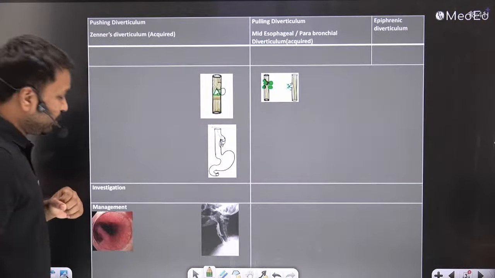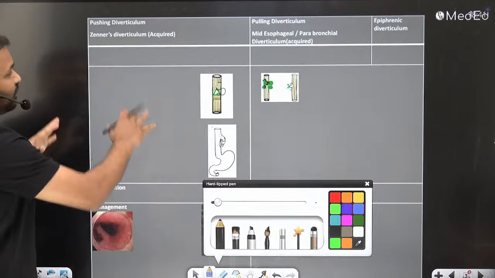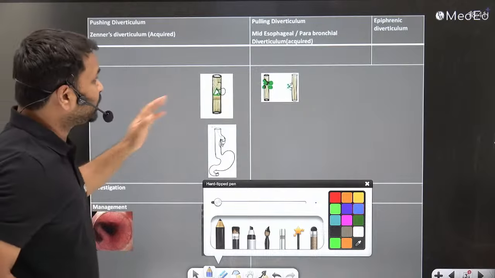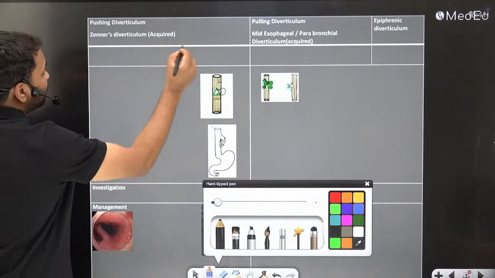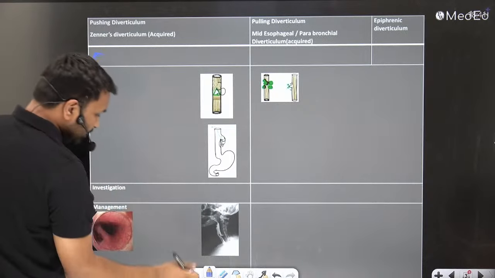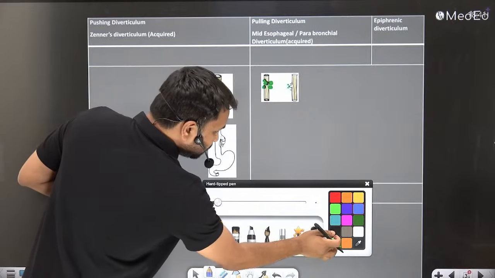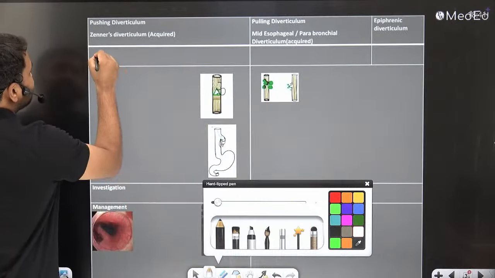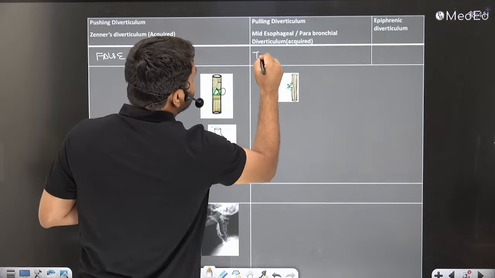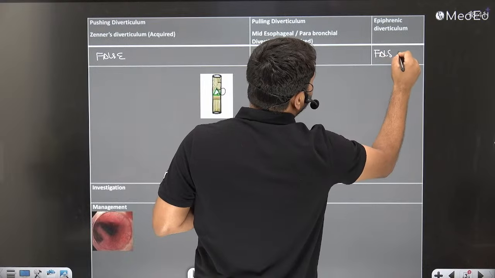We'll talk about diverticular disease. We have three different types of diverticulum in the esophagus: the Zenker's diverticulum, the mid-esophageal diverticulum, and the epiphrenic diverticulum. Now, remember, Zenker's is an example of a false diverticulum, whereas mid-esophageal is an example of a true diverticulum. Your epiphrenic is also an example of a false diverticulum.